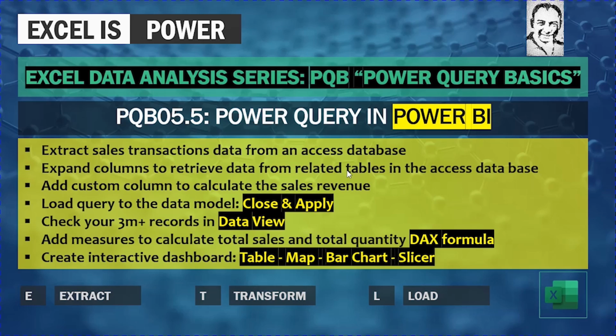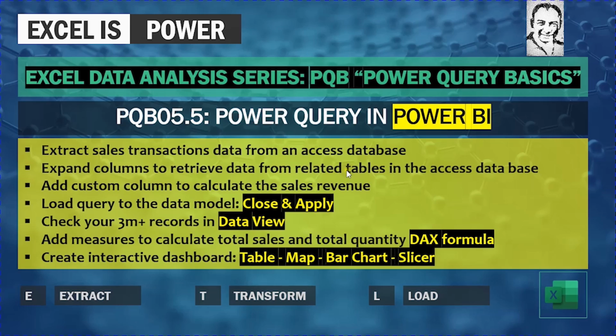So in this video, we're going to see how we can extract sales transactions from an Access database, exactly like what we did in the Power Query in Excel. Also, we're going to expand the columns and retrieve more data from the same database. And also, we're going to use the Add Custom Column to calculate the sales revenue. We are going to load our query finally into a data model, the same data model that we have exactly in Excel. And also we are going to use Close and Apply instead of Close and Load To.